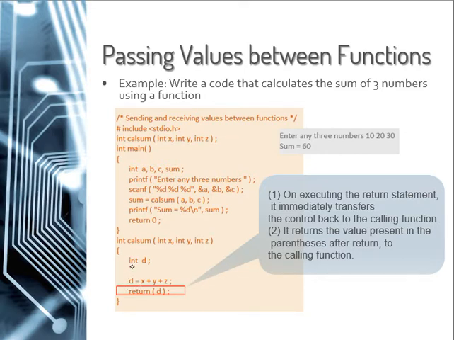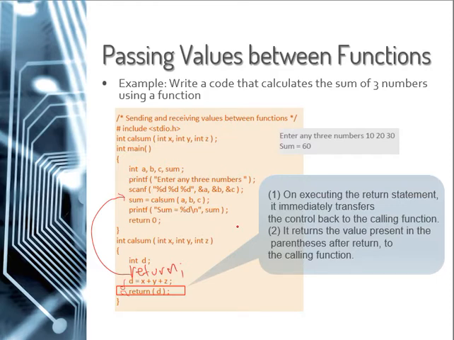Okay? On executing the return statement, it immediately transfers the control back to the calling function. So meaning, if you put a return here, which is actually allowed, it goes back right there. But again, it will not execute the rest. So meaning no value is returned, so sum here will contain 0 or maybe a garbage value.